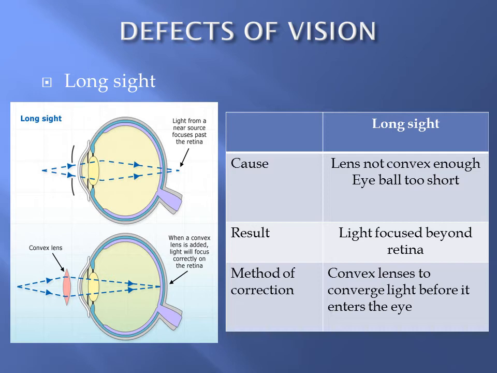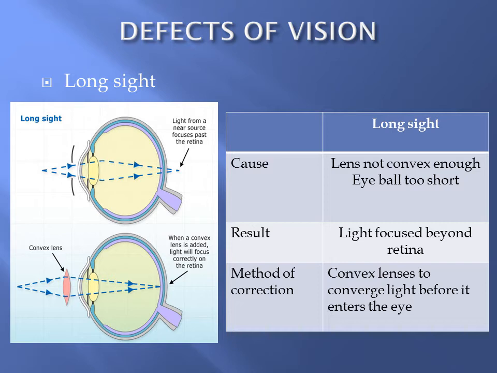For example, when you are going to read a book, you may feel this condition. It happens due to many reasons. Sometimes, if the lens is not convex enough, or if the eyeball is too short, this can happen. This happens because the light is focused beyond the retina.